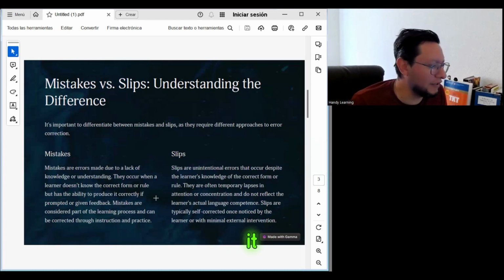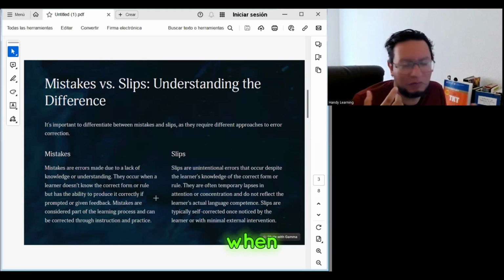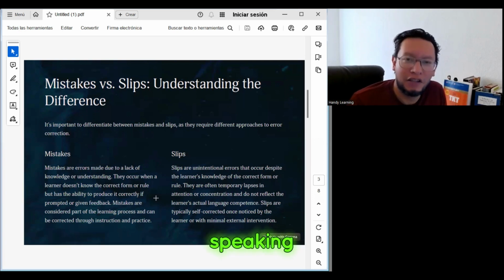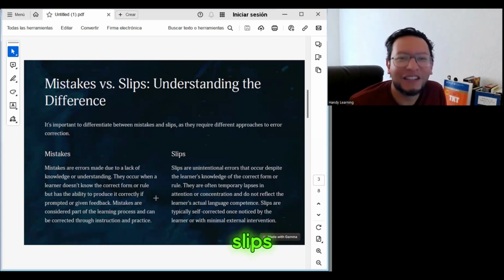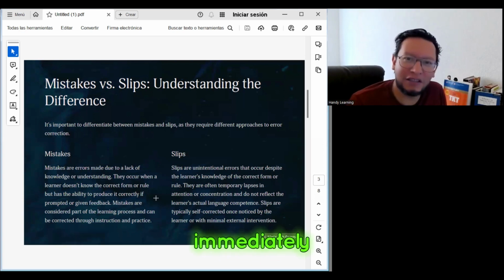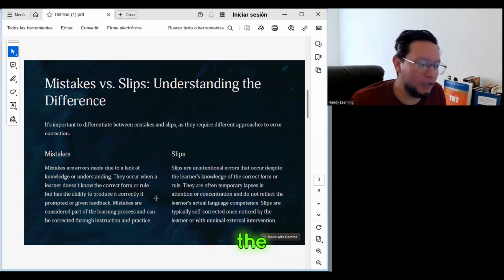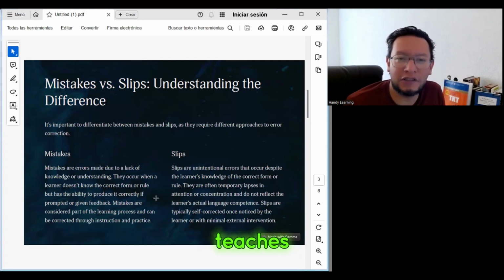Now, a slip, it says slips are unintentional errors that occur despite the learner's knowledge of the correct form or rule. And it also happens in Spanish. When we are fluently speaking, we naturally make slips. We make a mistake, but we immediately correct it. So, for example, I'm going to say, okay, so the teacher teach all the lessons. Sorry, the teacher teaches all the lessons. When we do that, we made a slip. It happened unintentionally, but we can immediately correct it.